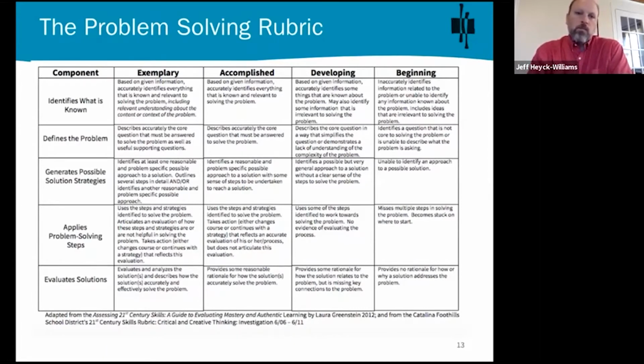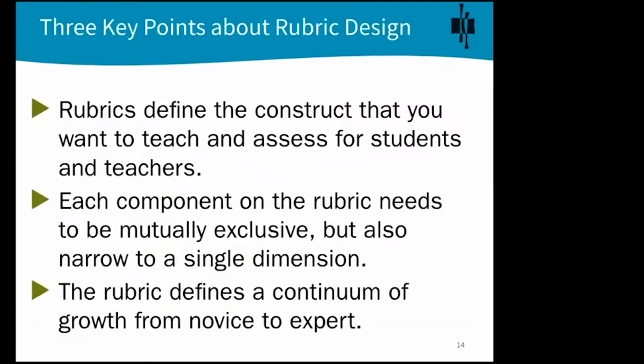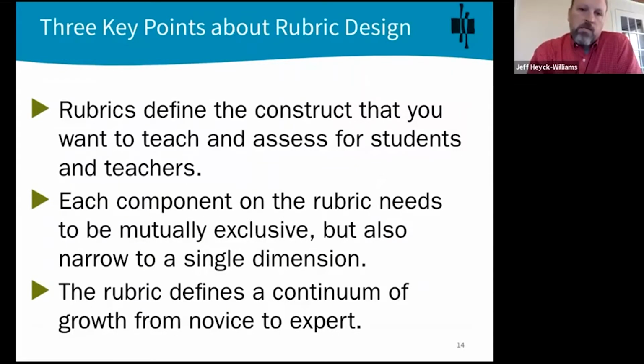And so key ideas there are that rubrics define the construct that we want to teach and assess for students and teachers. Each component on the rubric needs to be mutually exclusive. So that means that if I look at a component, it can't be that a student can perform really well on that and then they automatically perform really well on another component. So while they are deeply interrelated to each other, we try to tease out what are discrete skills within the problem solving or reasoning skills that we want kids to develop. And then the last piece that I mentioned before is that the rubrics define a continuum of growth.